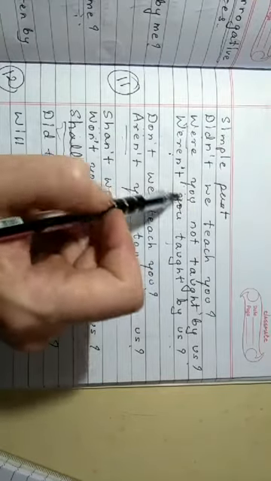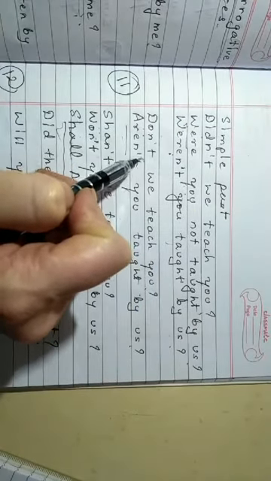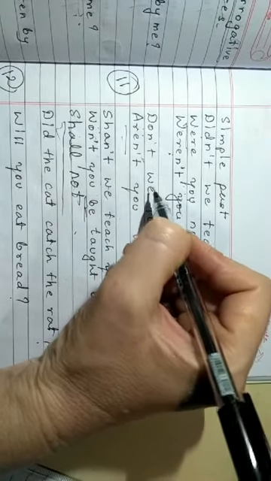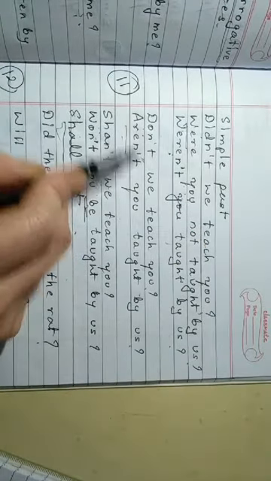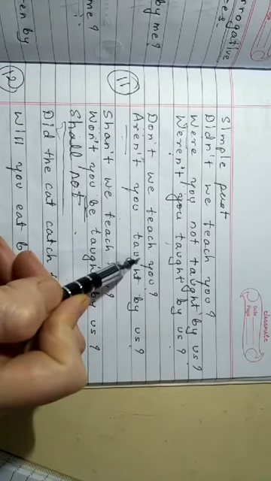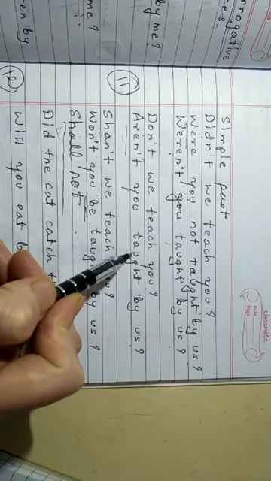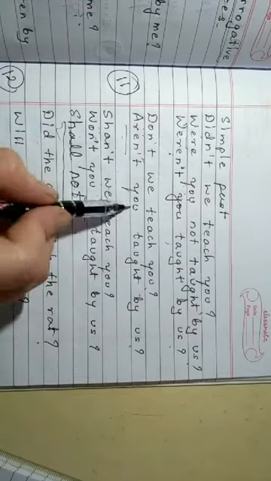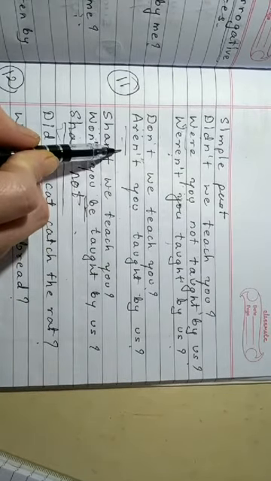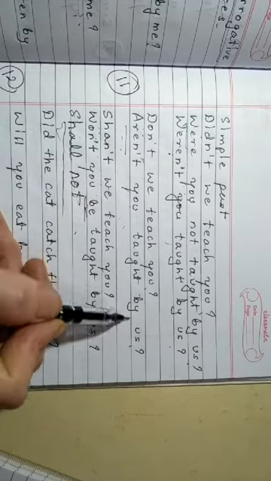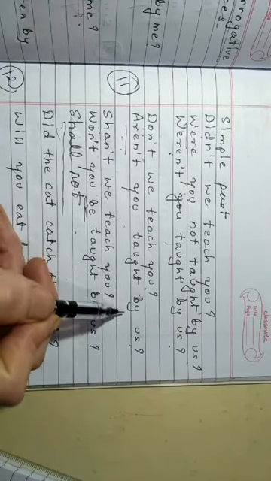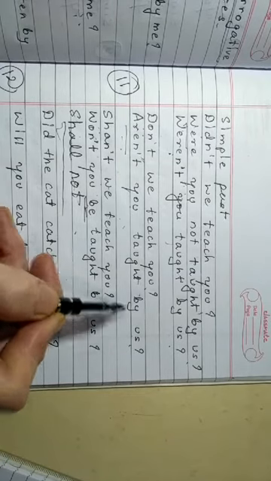Next one, didn't. Instead of didn't, here simple present tense form. It is written in simple present tense form. Now, don't we teach you? Okay. So here it is changed in this manner. With you we have to use are, no. Aren't you taught by us? Okay. In this way it is changed.